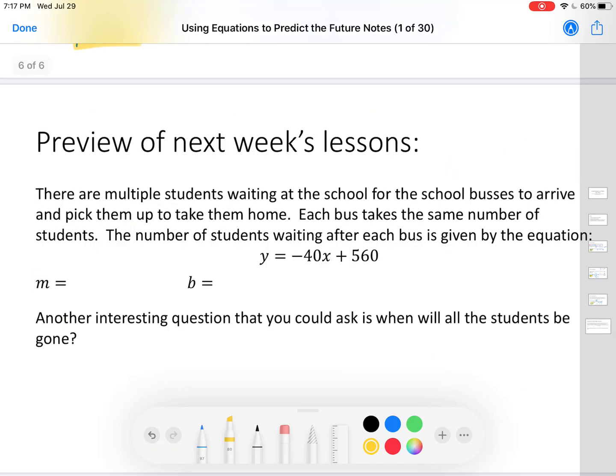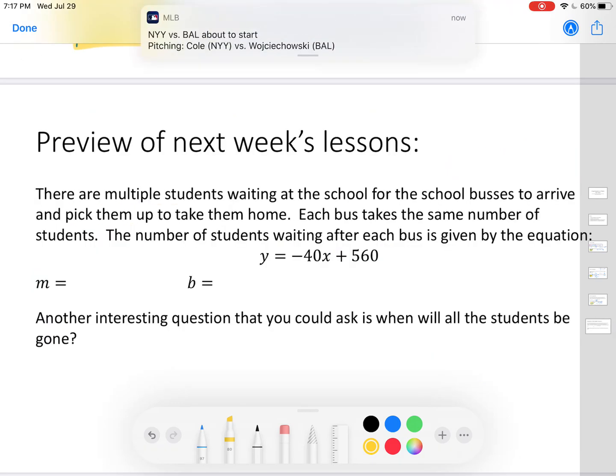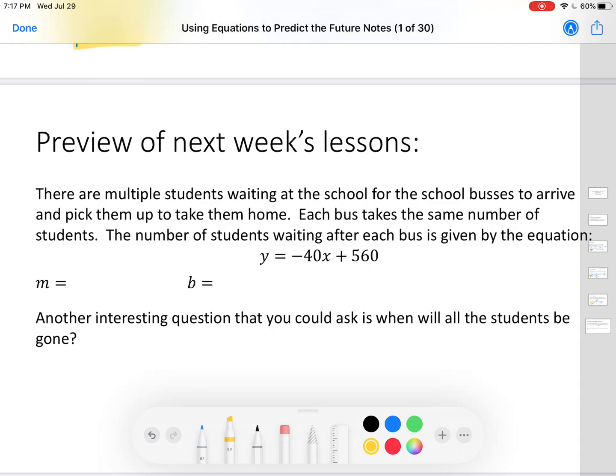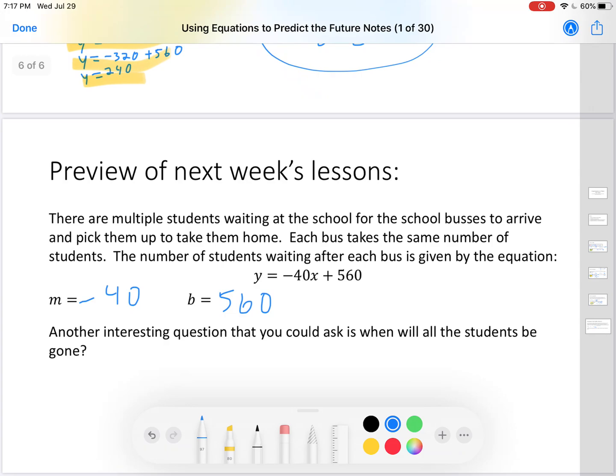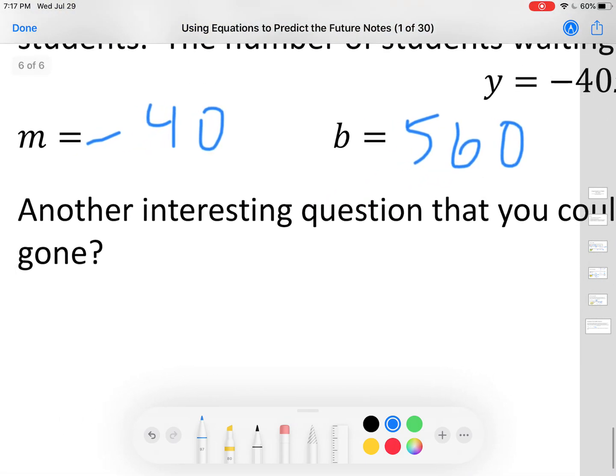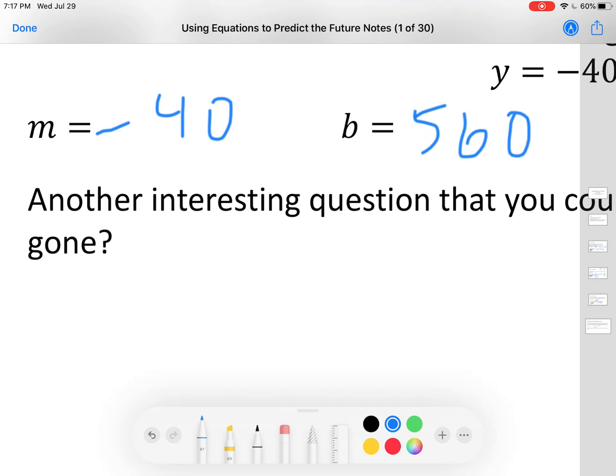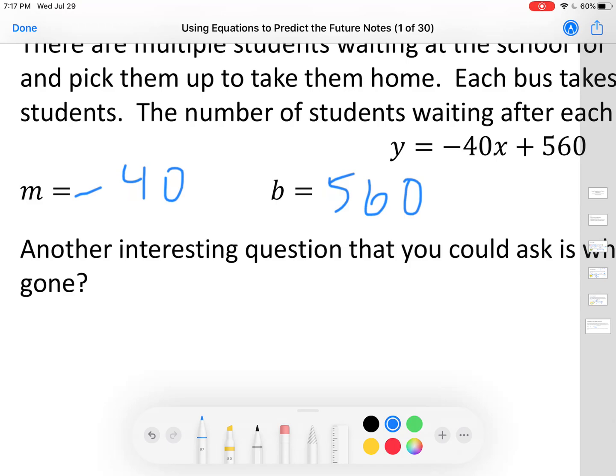Now, here's a preview of what we're going to be doing next week. Same question. Students waiting. Here's the equation. We know m is negative 40. We know b is 560. Another different question that you could ask is, when will all the students be gone? So if you started with 560 students, now all of them are gone, that means you have no students left. X is the number of buses, Y is the number of students.